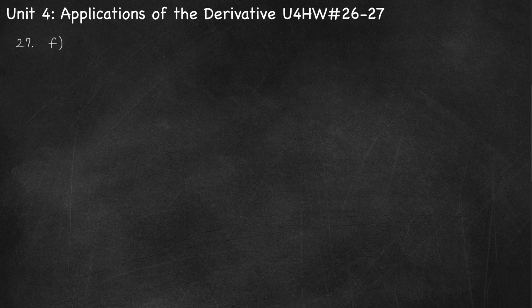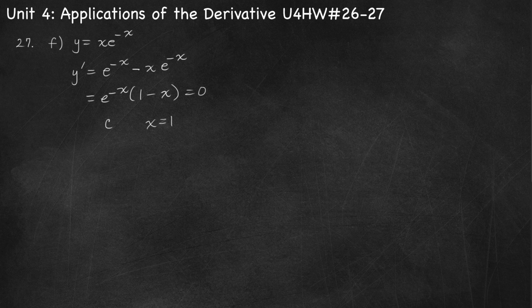Last problem, f. Our function is y equals x e to the -x. So we get our critical value by taking the first derivative, product rule. Derivative of x is 1 times e to the -x, plus x times the derivative of e to the -x, which is e to the -x times -1. And I'll factor out e to the -x, leaving behind 1 minus x. We're going to set that equal to 0. E to the -x is never equal to 0. 1 minus x is equal to 0 when x equals 1. So critical value at x equals 1.